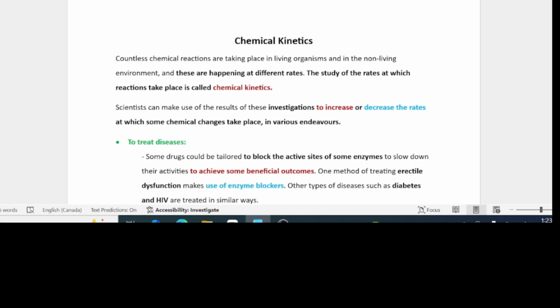Countless chemical reactions are taking place in living organisms and in the non-living environment, and these are happening at different rates. The study of the rates at which reactions take place is called chemical kinetics. Scientists can make use of the results of these investigations to increase or decrease the rate at which some chemical changes are taking place in various endeavors.